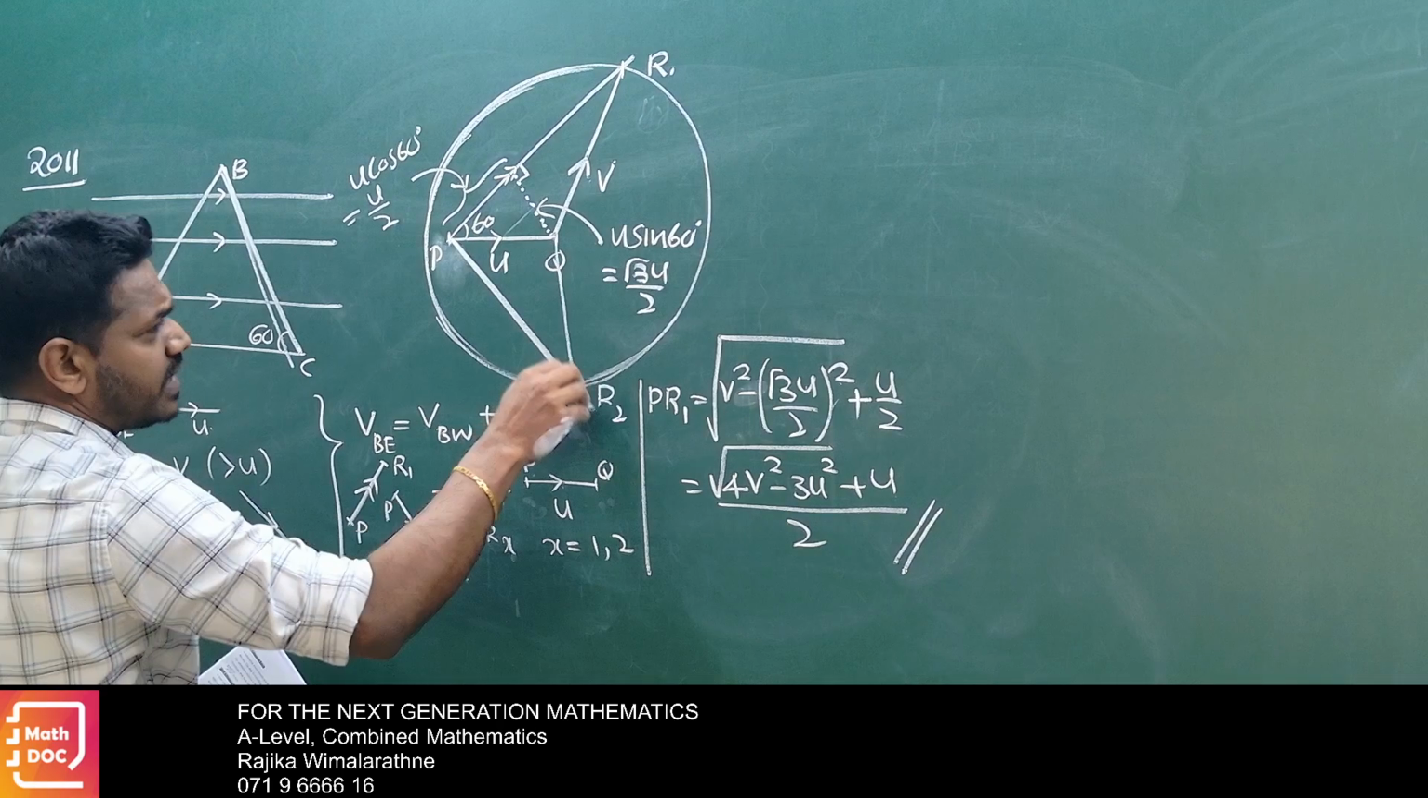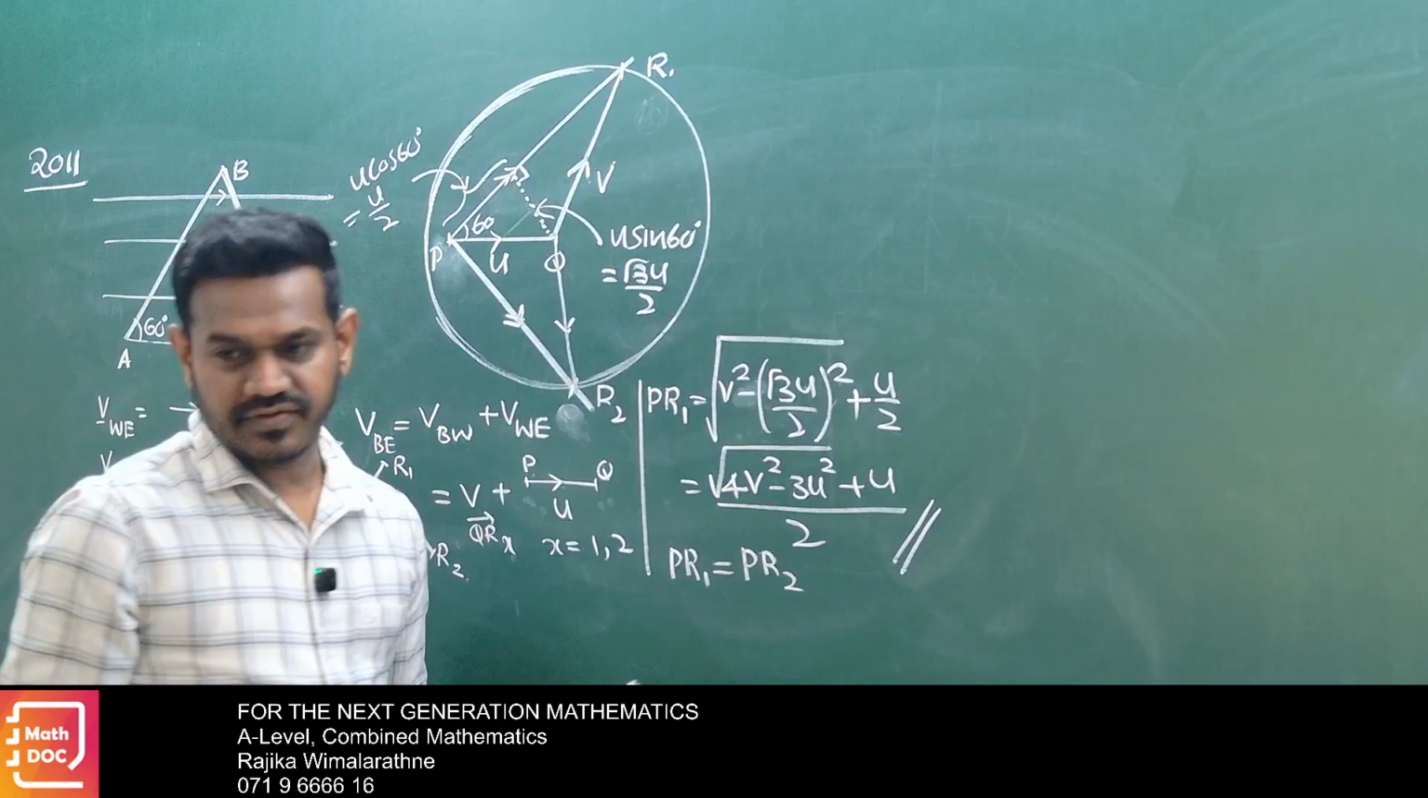Then we can complete the triangle. According to geometry, PR1 and PR2 are the same, no? Here PR1 equals PR2. PR1, PR2 same.